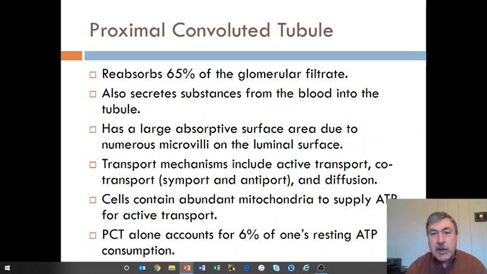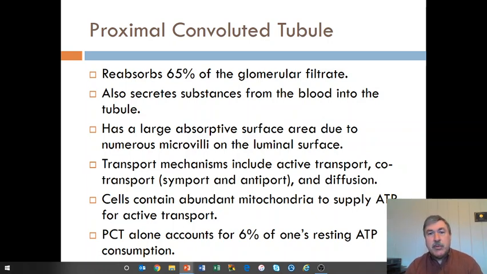Additionally, there's also some secretion of substances from the peritubular capillaries into the proximal convoluted tubule. So things like hydrogen ions, toxins, and certain other wastes are actually secreted. So secretion is basically just the opposite of reabsorption. It's a movement of substances out of the blood into the tubule. Reabsorption is the movement of materials from the tubules back into the circulatory system.